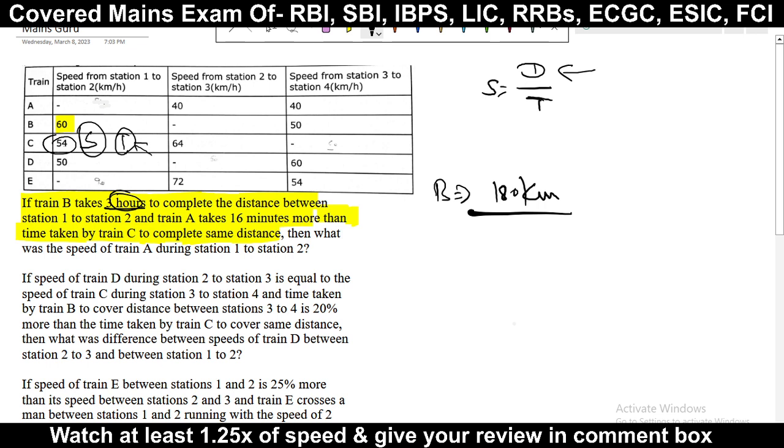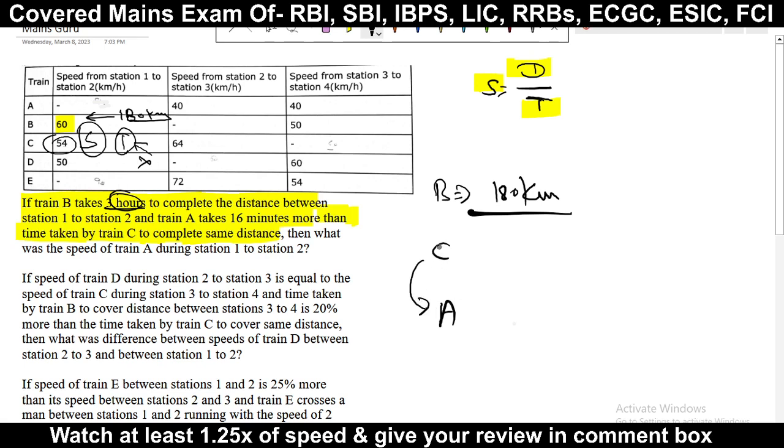But one thing we have calculated using B's data is that 180 kilometer is the distance. So in short, what I want to say is that in B's case we have distance and speed, so we can calculate the time. First of all, we will calculate the time for C. Then using that time we will also calculate for A.